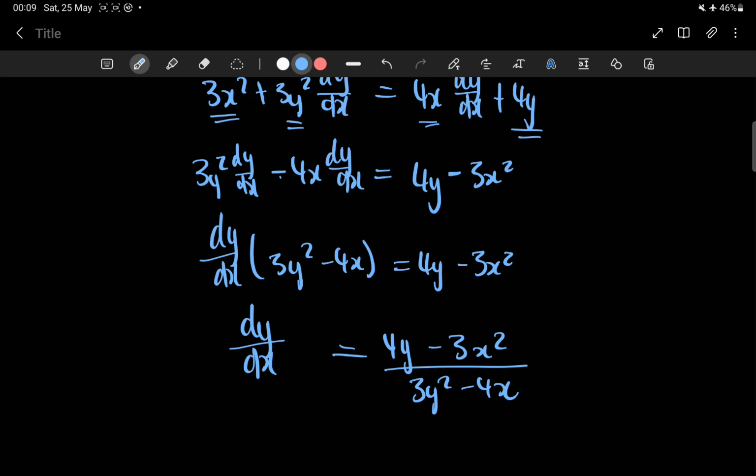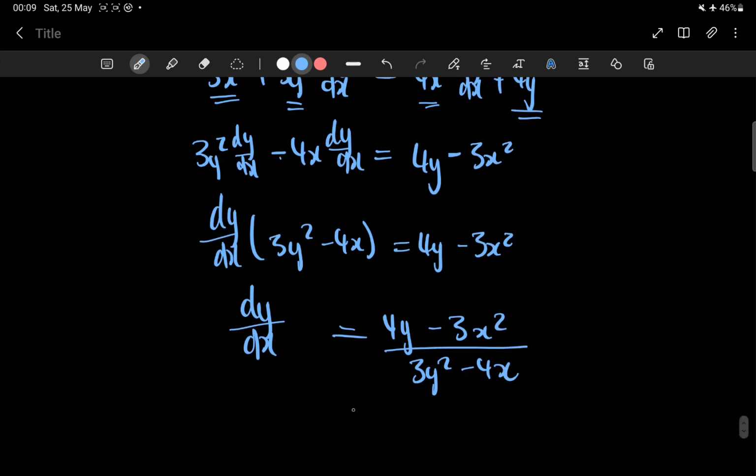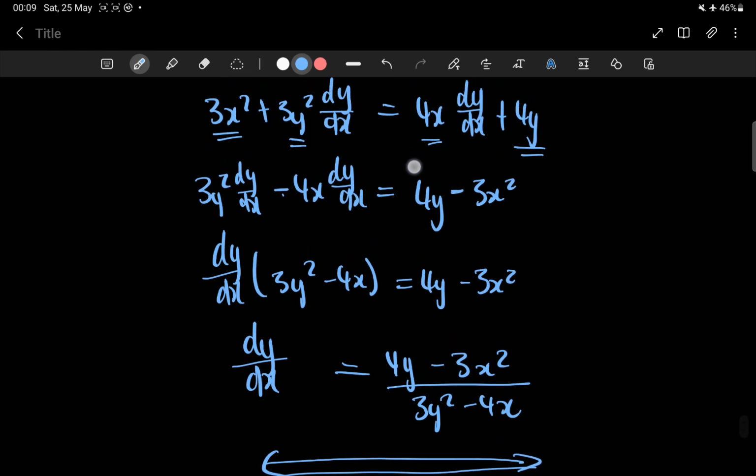And here is going to be your thing. That's going to be your dy dx. After hard work, you have managed to find it. And you are done. So that's how you do it. That is how you do it.